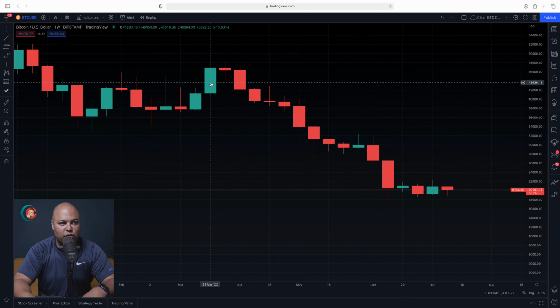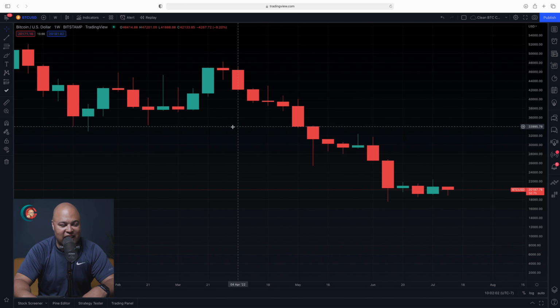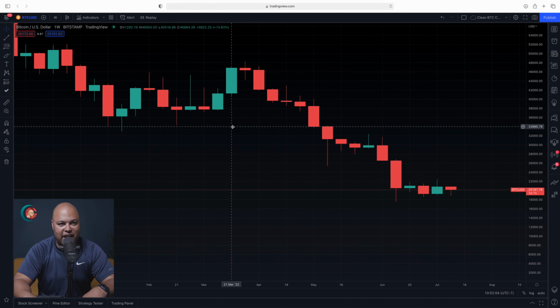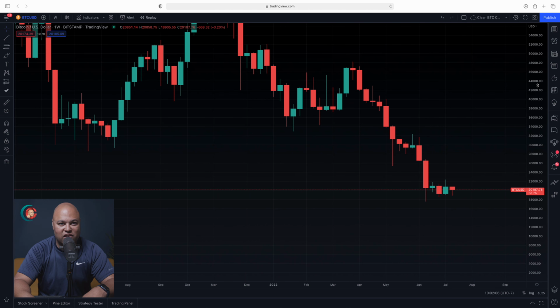Now the green candles are the opposite. They start at the bottom of the body and they end at the top of the body. And once again, the wicks above and the wicks beneath represent where it went in between the start and end of that candle. Okay, hopefully that makes sense.